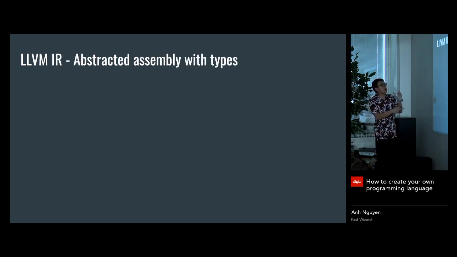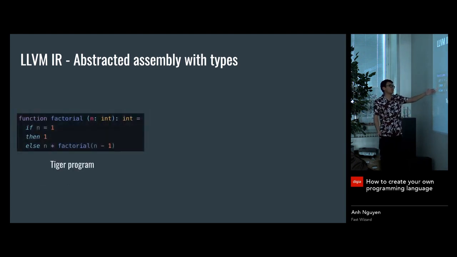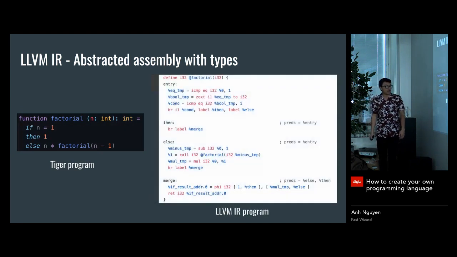So LLVM IR, what is it? You can think of it as an abstracted assembly version. It's a bit lower level than C, but higher level than assembly, and it's not processor dependent like assembly. You will see it shortly. This is the factorial function written in a Tiger program, and the equivalent LLVM IR program is shown on the right side.